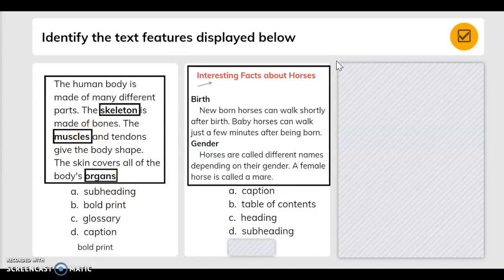Let's look at the next one. Interesting facts about horses. Birth. Newborn horses can walk shortly after birth. Baby horses can walk just a few minutes after being born. Then we're talking about gender now. Horses are called different names depending on their gender. A female horse is called a mare. This is an example of a heading.